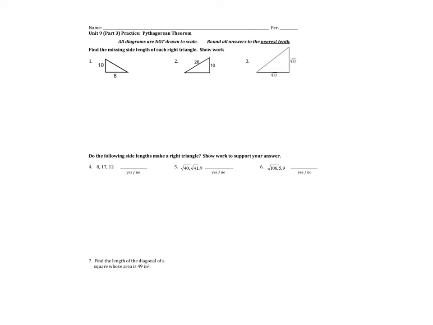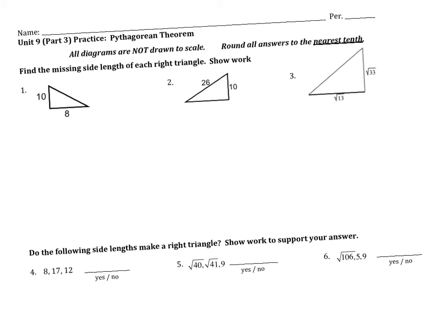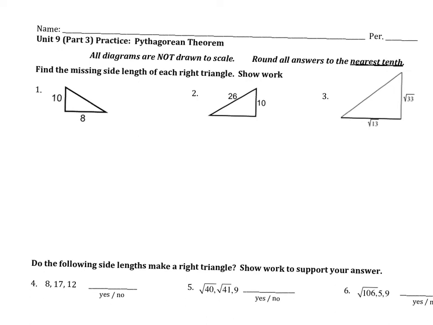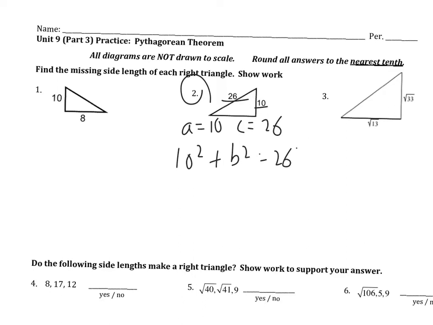So here we go. Let's take a look at a question like number 2. In this case, we are given the hypotenuse and a leg. So the hypotenuse, remember, has to be the C in the Pythagorean theorem, and the legs are A and B. So to see what this missing side is here, I'm going to let 10 be A and 26 be C. So A is 10, C is 26. Let's plug in. So 10 squared plus B squared equals 26 squared.